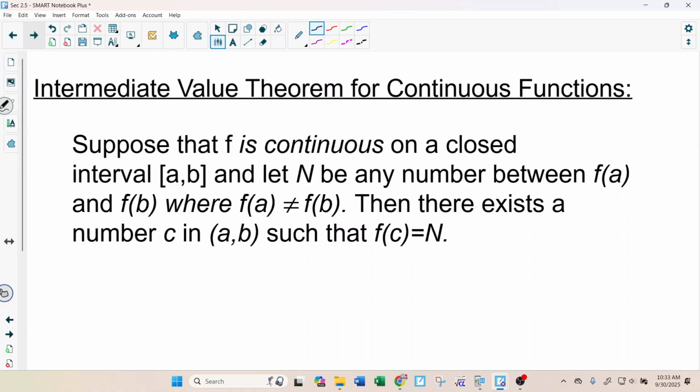Let's look at the intermediate value theorem. It has a name, but this is not one you're going to have to remember. The intermediate value theorem is an interesting theorem. It says, let f be continuous on a closed interval from a to b. So we're given it's a closed interval from a to b and it's continuous. That means between a and b, the limit equals the function value at all those points.